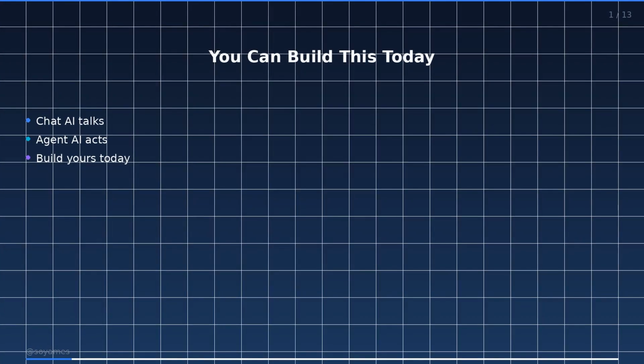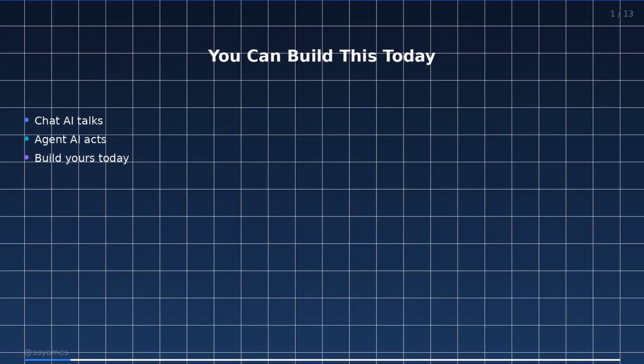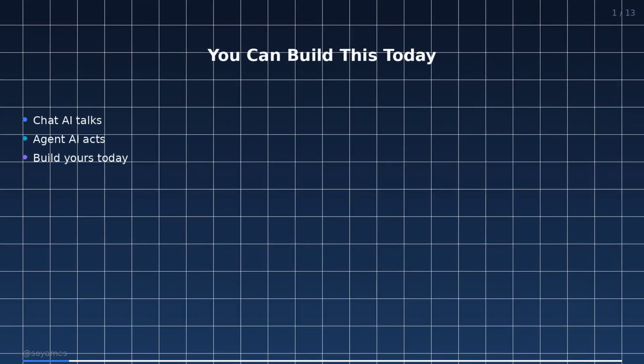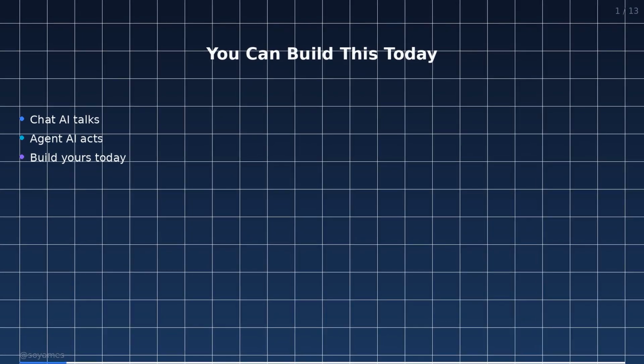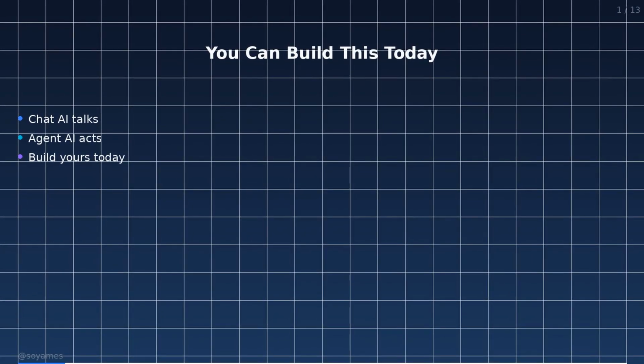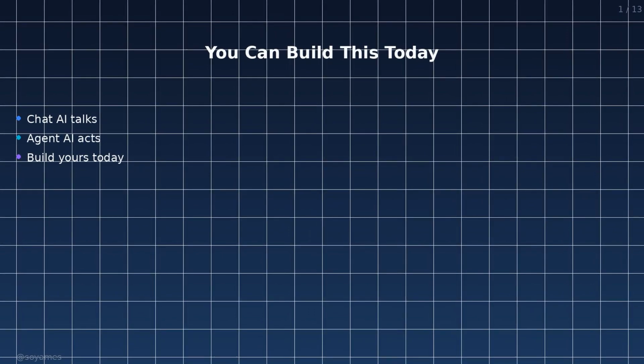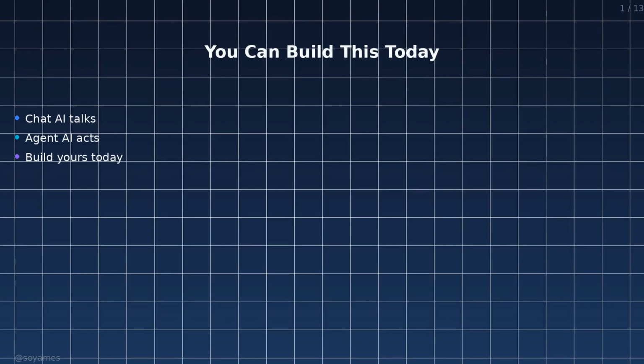What if you could build an AI that doesn't just chat, but actually acts? It browses the web, writes files, runs code, and makes decisions on its own. That's not science fiction. That's an AI agent. And by the end of this video, you will know exactly how to build one in Python.